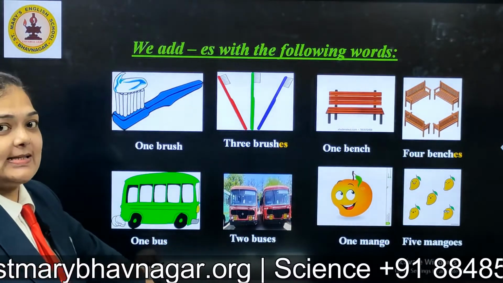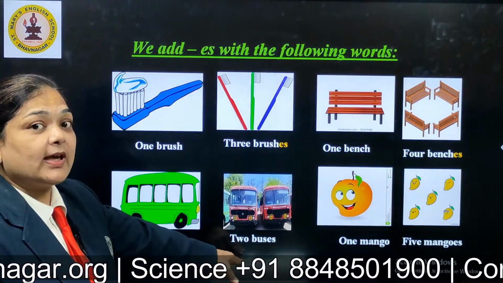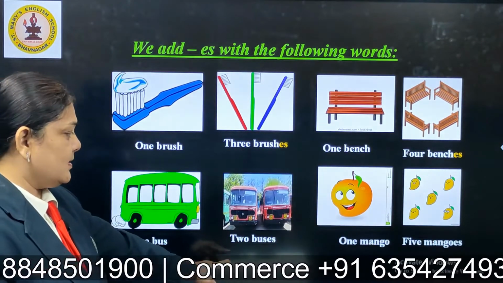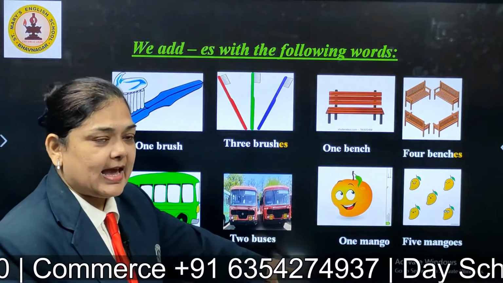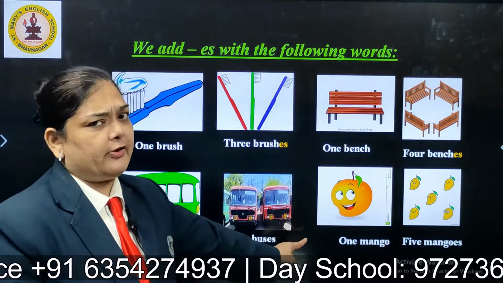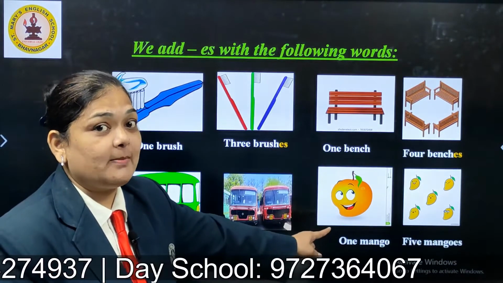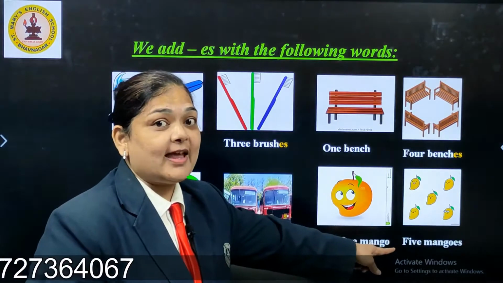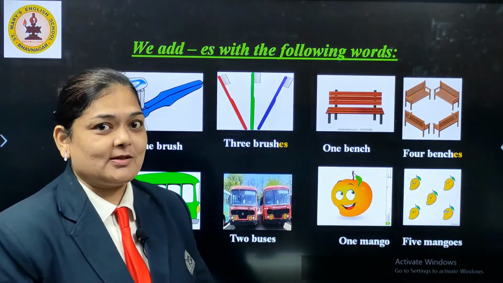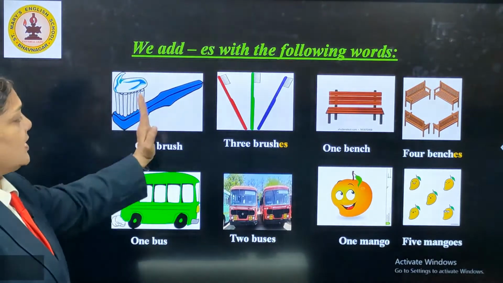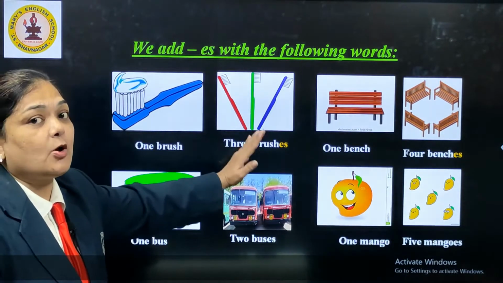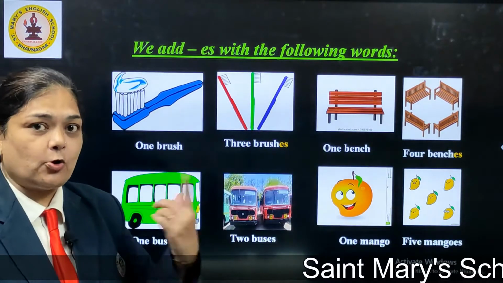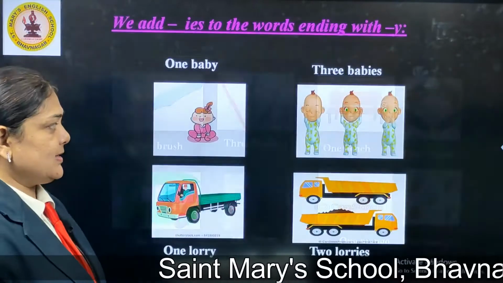1 bus. And here how many buses can you see, children? How many buses? Yes, 2 buses. So here also we are adding ES. Now this is my favorite fruit. Mango. How many mangoes are there? 1 mango. And here how many mangoes are there? 5 mangoes. So you understood? After these particular words, we are adding ES. Now let us go to the further examples.